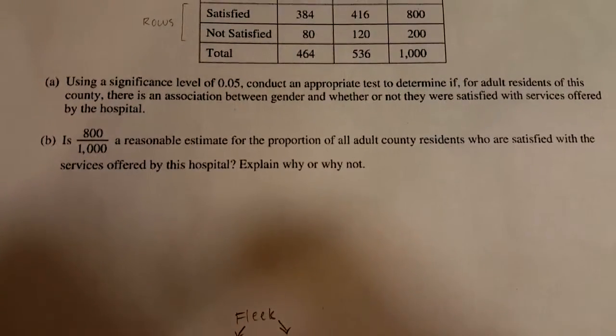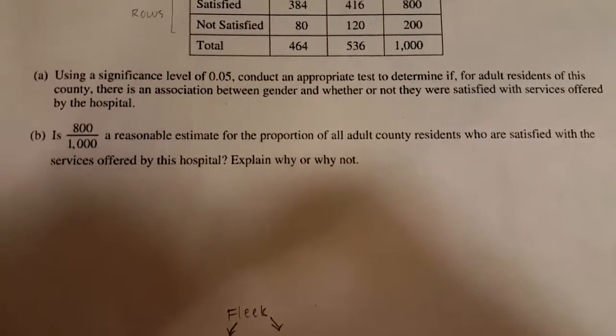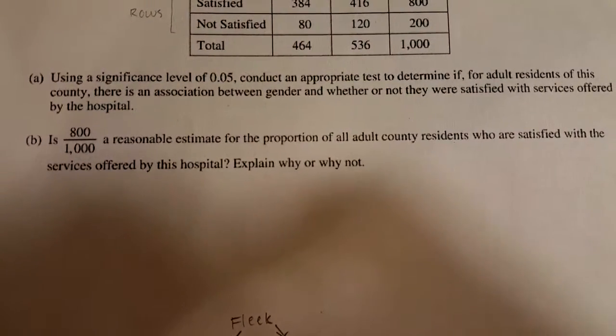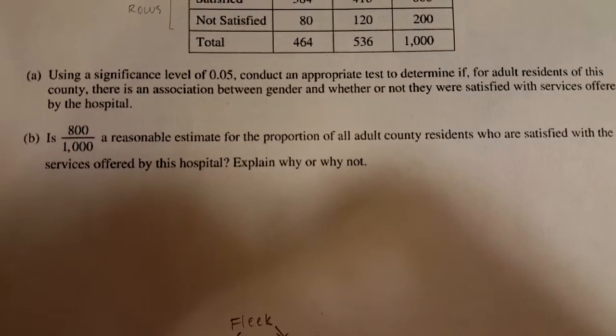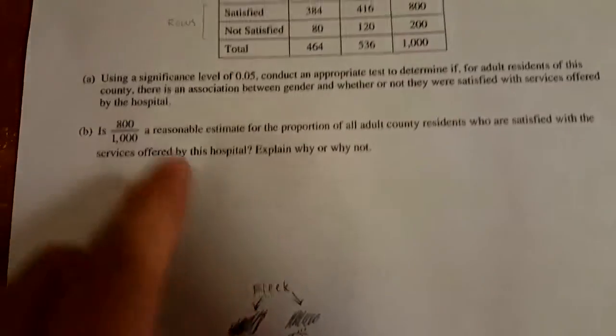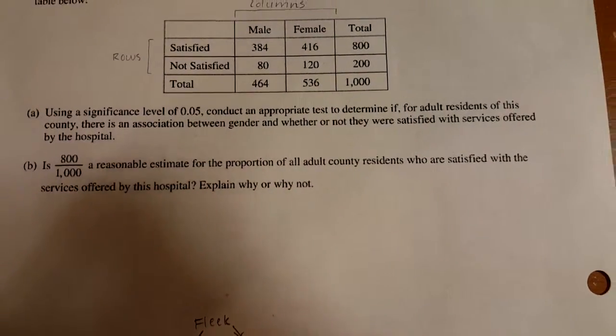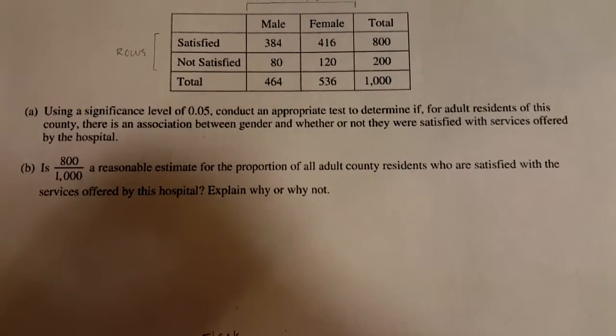Ladies and gentlemen, we are now down to the last problem of the day. B, is 800 out of 1,000, which is pretty much this over that, a reasonable estimate for the proportion of all adult county residents who are satisfied with the services offered by this hospital? Explain why or why not.